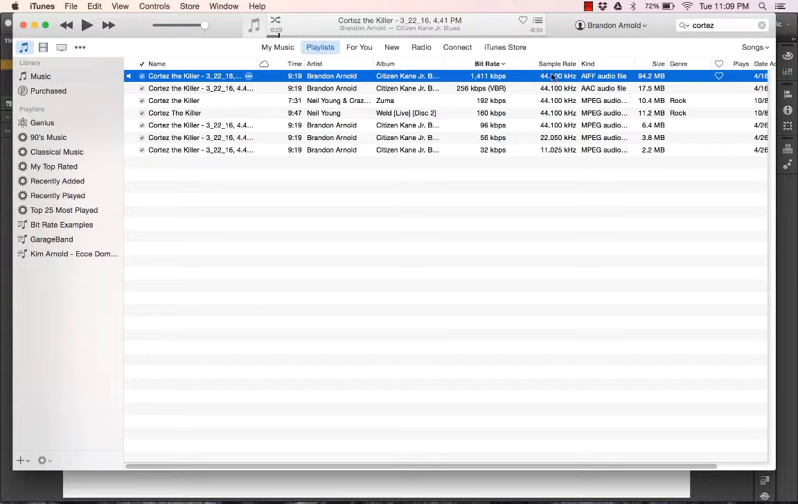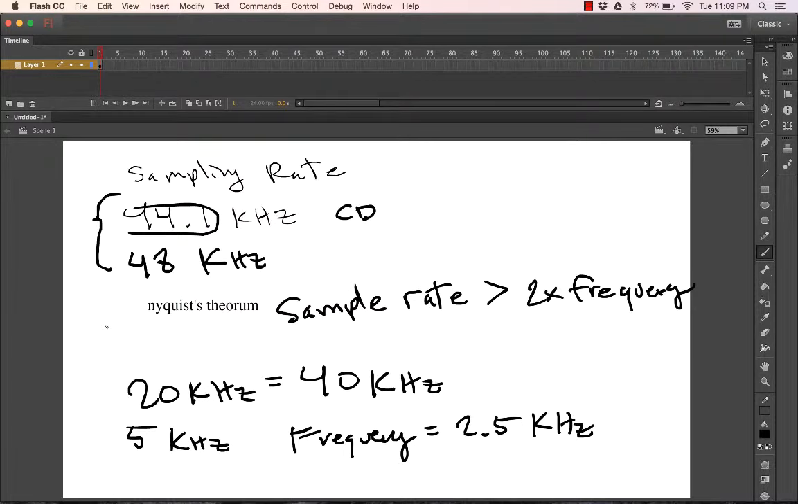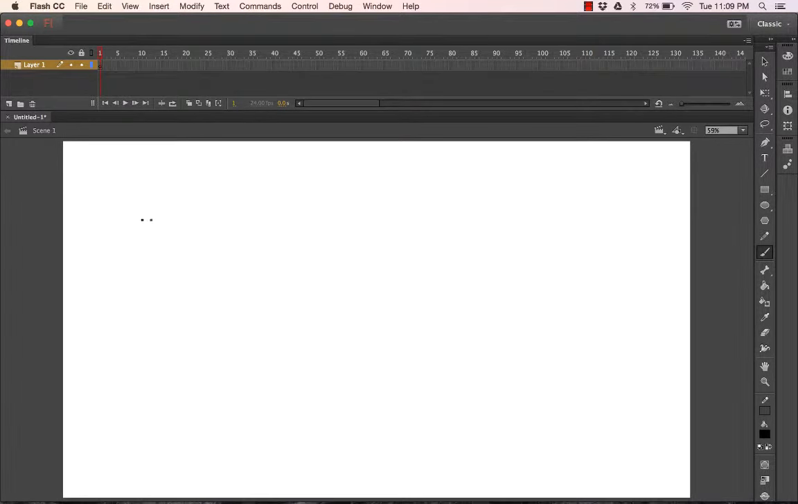So now you can hear the difference between these sample rates and the bit rates. We'll get more into bit rates in a second. Okay, so next let's delete all this stuff. Let's get into bit depth.